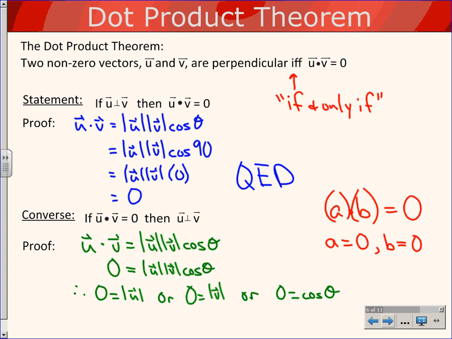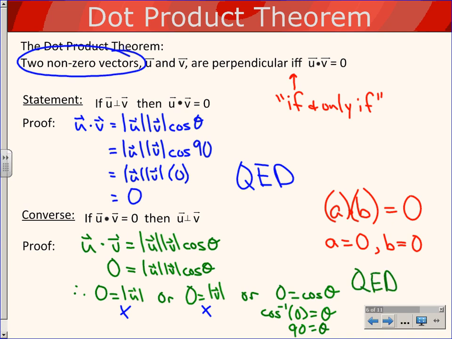Well, the first two we can rule out. The magnitude of u and the magnitude of v can't possibly be 0 because we were told in the first place that we had non-zero vectors. So that's not true, and that's not true, which means cos theta has to be 0. The only way for that to happen is if theta was 90. And that proves it in that direction.